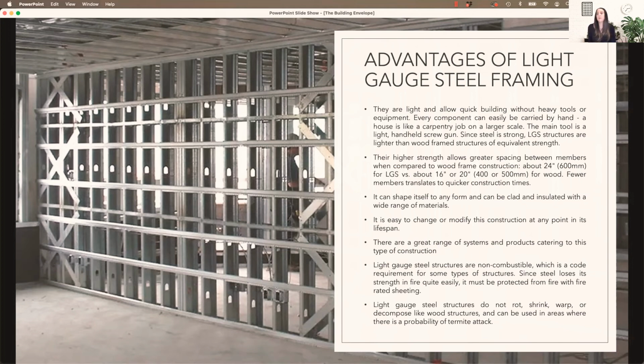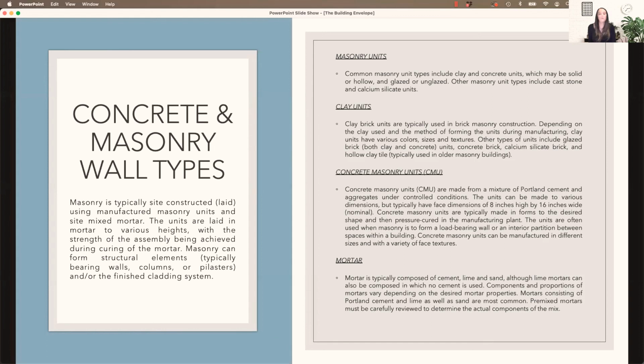So any other questions about steel or light gauge steel framing?